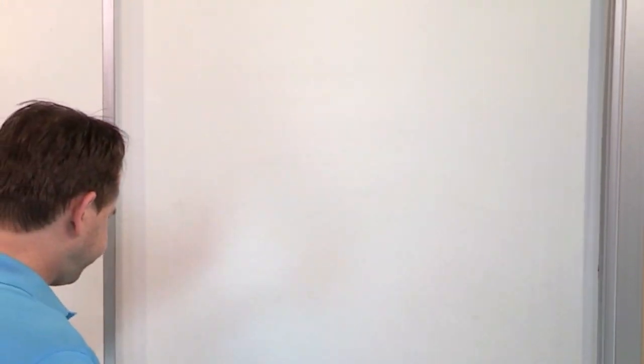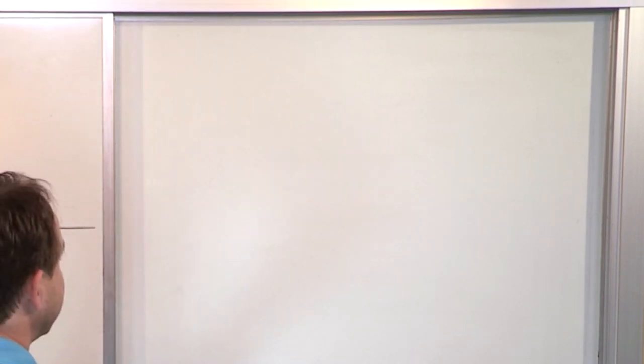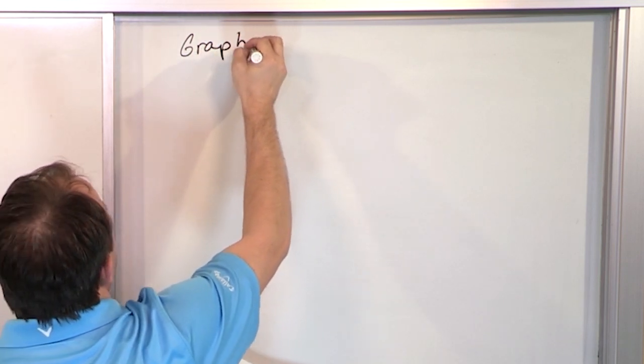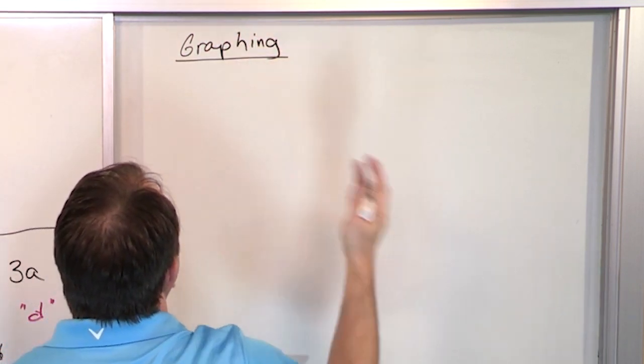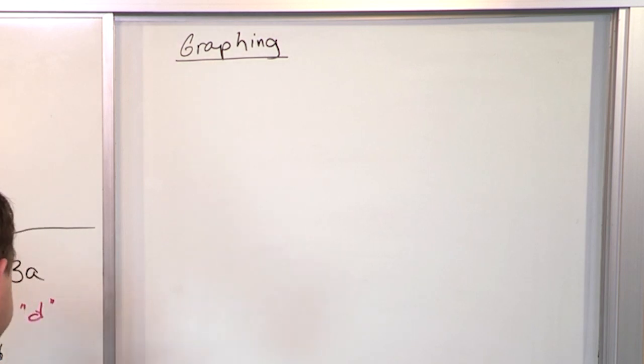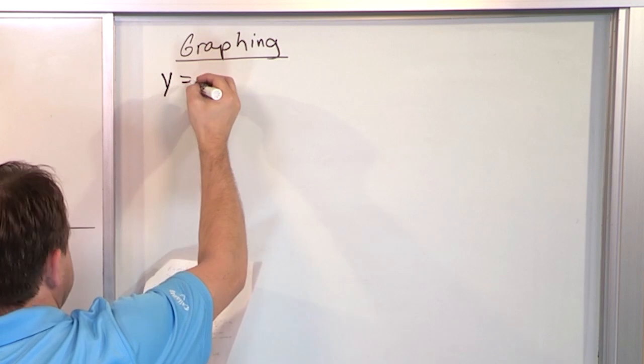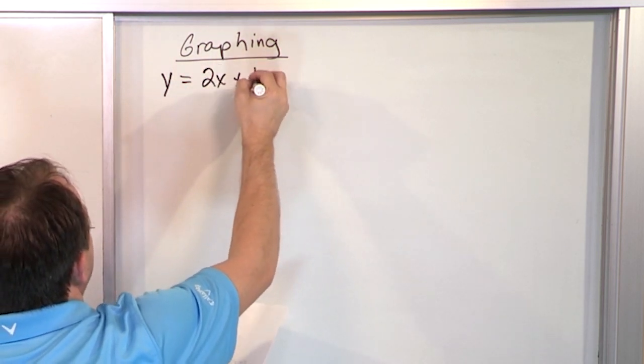Okay? Now the last thing we're going to talk about is just a little bit of very basic graphing. We're going to talk about what a graph is, plotting points and things like that. This is all from Algebra 1, Algebra 2. So what if I want to graph the equation y is equal to 2x plus 1?